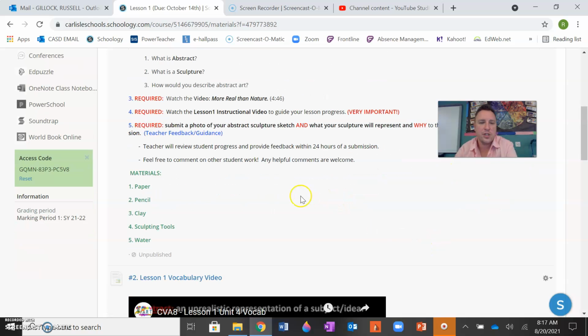And for your materials for this phase of the lesson, you should only need the paper and pencil. You won't need the other 3 materials until Lesson 2. So right now we're just kind of planning and mapping out the design of this project.